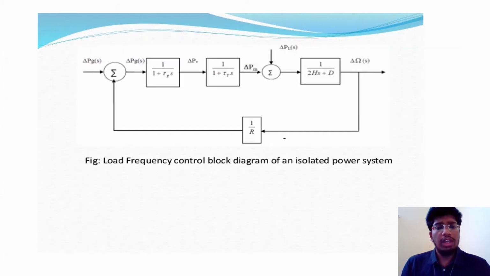As you can see, this is the load frequency control block diagram of an isolated power system, where generation power is directly given to the 1 by 1 plus Rg of s block, which is then converted through specific control systems by using their specific method of transmission.